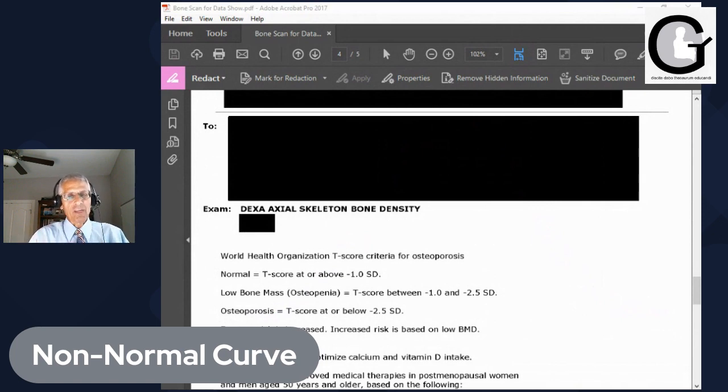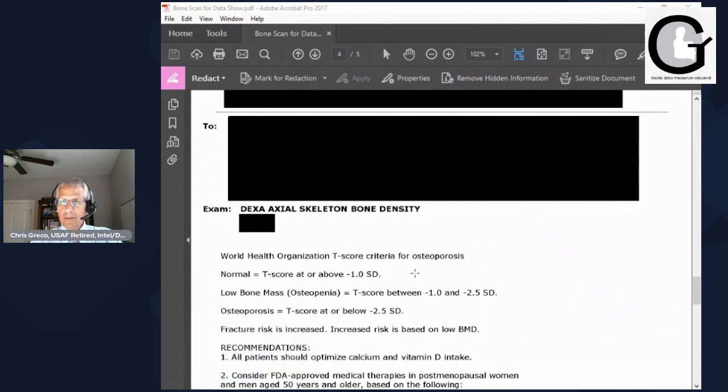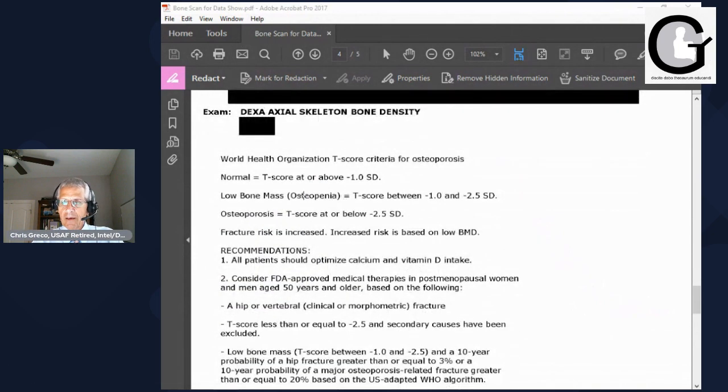So what do you do with that? You make a t-score. And that t-score is basically based on non-normal curves or distributions. Normal distributions use z-scores. So what do we have here? Well, you have that t-score at or above negative 1 standard deviations as normal, low bone mass, what they call osteopenia, a t-score between negative 1 and negative 2.5, and then osteoporosis, which is a t-score at or below negative 2.5.